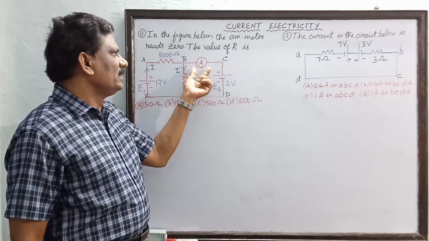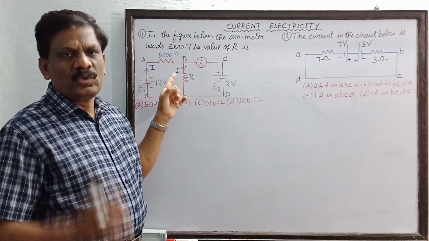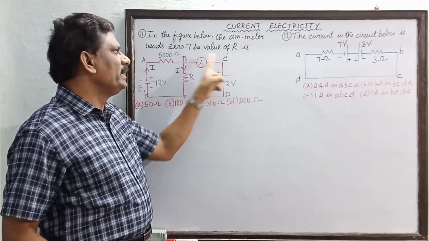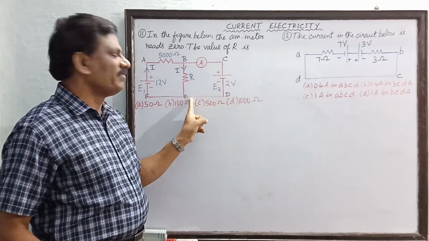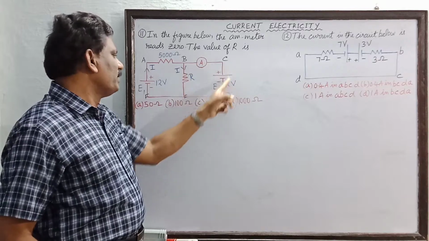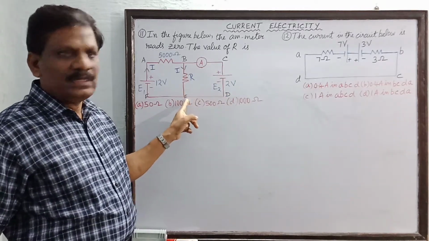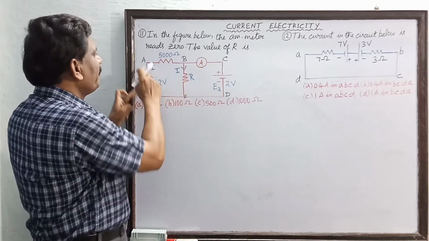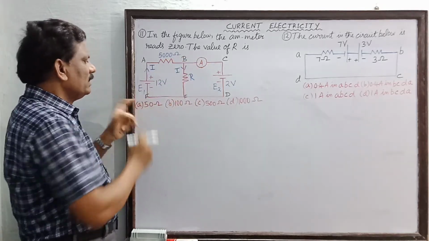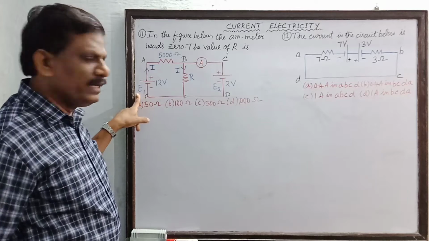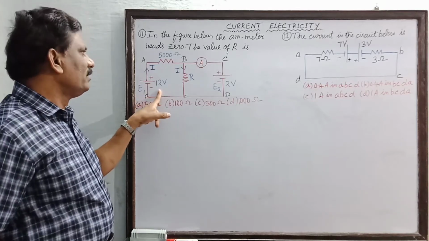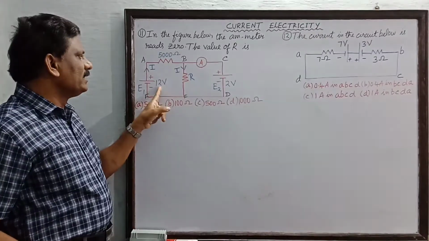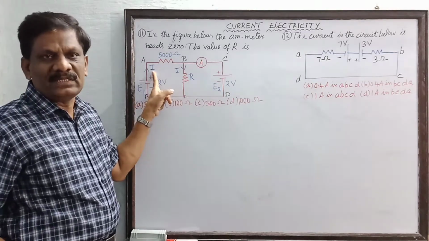First of all, in this circuit there is no current flow in this branch B, C, D, F. So in this branch there is no current flow. So I am going to consider the loop A, B, E, F, A. In this first loop, there is a cell of EMF E1 equal to 12 volt, and the current sent by this battery is I ampere.